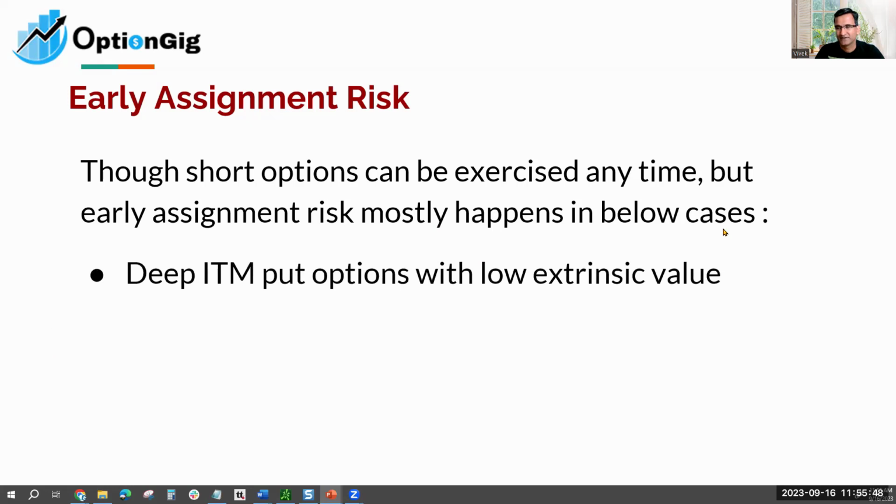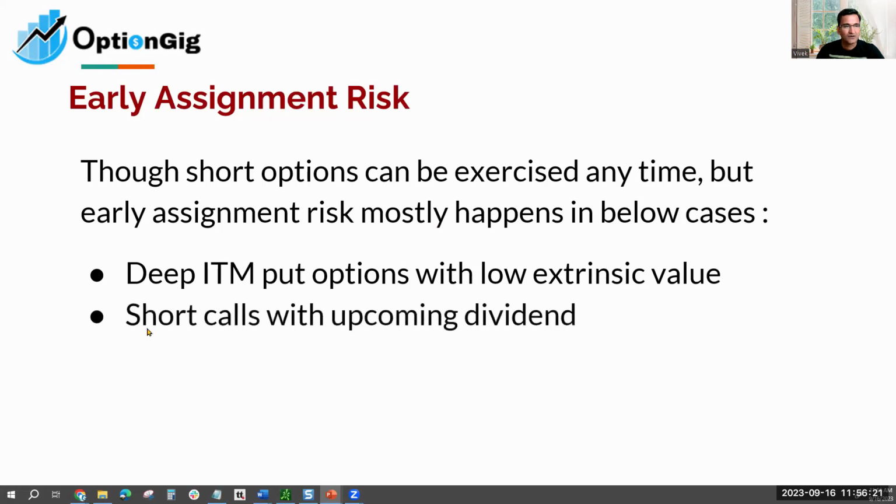When will this happen? If I have a deep in the money put option with very low extrinsic value. Remember I mentioned why the option buyer will not exercise it sooner, because if they exercise it sooner than the expiration date, then they will lose all the extrinsic value. But if the extrinsic value is already very low, then there is not much loss anyway. So one, it is deep in the money with a very low extrinsic value.